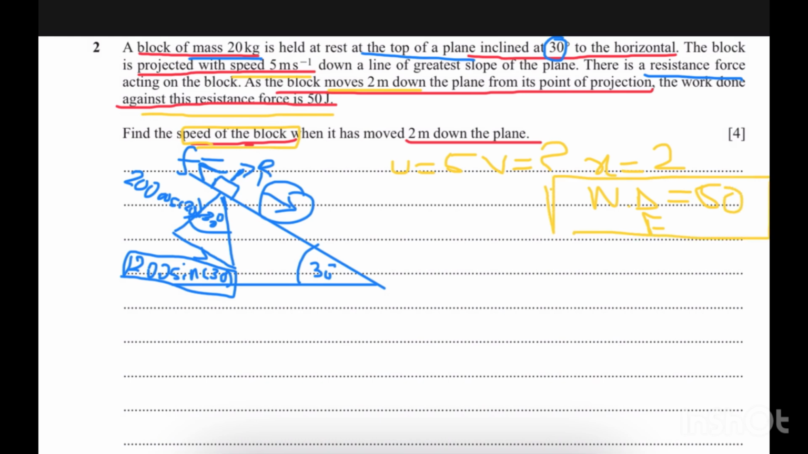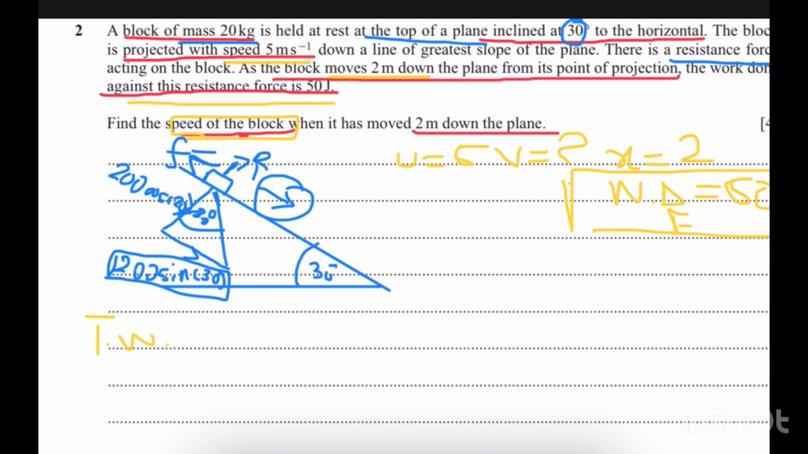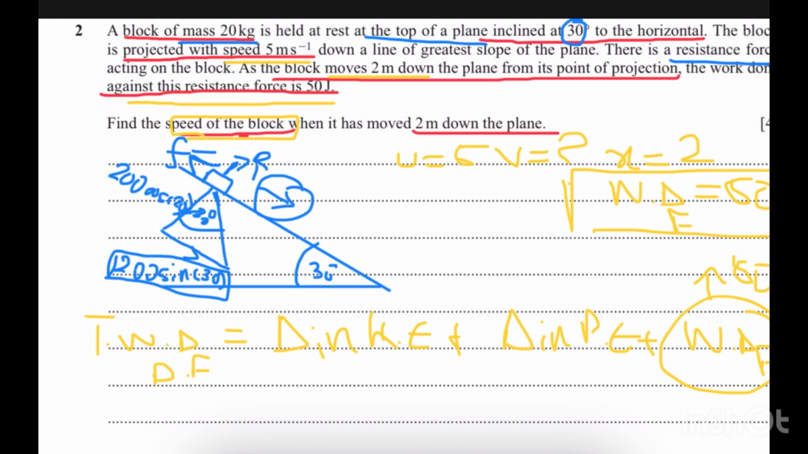Now this question requires the use of an energy method, which uses a very simple formula: the total work done by the driving force is equal to the change in kinetic energy plus the change in potential energy plus the work done against friction. We already have this third component, which is equal to 50. And since there is no driving force in this question, since the particle is moving downwards due to this force over here, the total work done due to the driving force must be equal to 0.